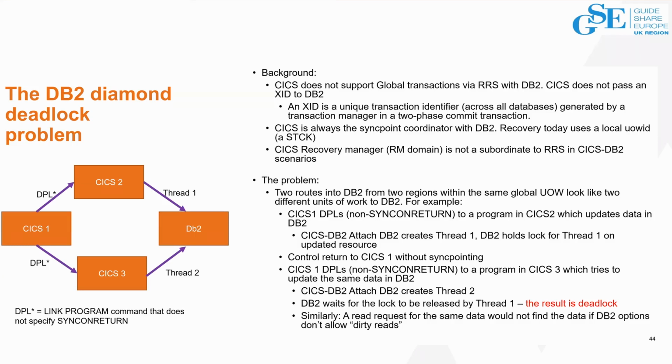And the reason, and it's called the diamond deadlock problem, is because DB2 doesn't know that thread 1 and thread 2 are actually part of the same unit of work. It just sees two threads, and it will stop thread 2 from accessing the data that thread 1's got. So that's the way that you can deadlock yourself. You can also deadlock yourself if one of those CICS regions was actually, for example, IMS, because IMS can talk to DB2 and then come back to CICS and so forth. So you can actually get the same deadlock, not only with just CICS systems, but with CICS and IMS.